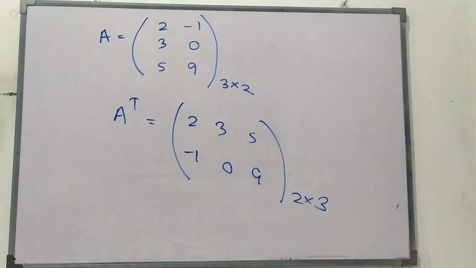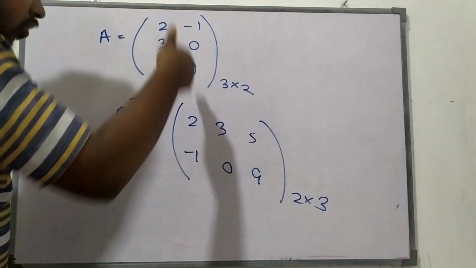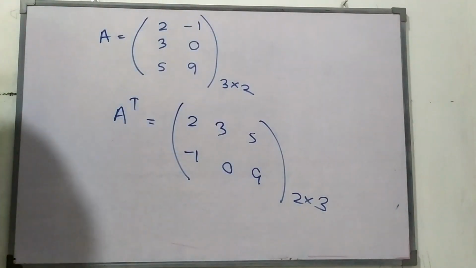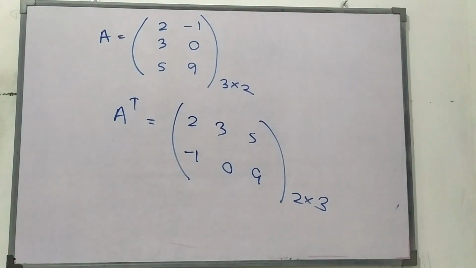So you can learn the transpose matrix. Rows become columns and automatically columns become rows, right? So if you have a 3 by 2 matrix, the output will be a 2 by 3 matrix. But if you have a 3 by 3 matrix, automatically the transpose matrix will be again a 3 by 3 matrix.